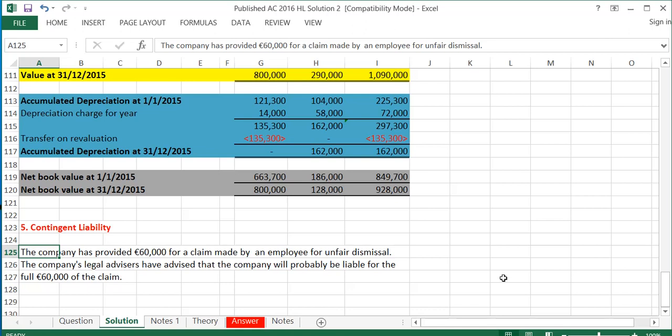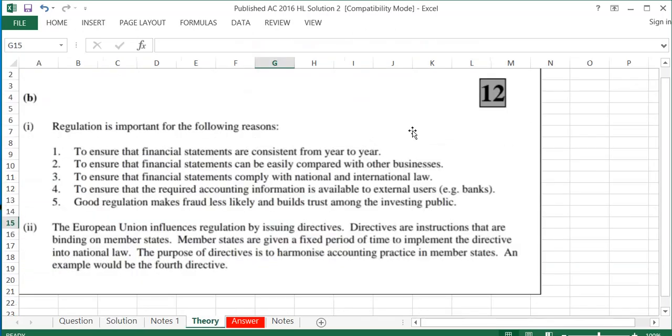And the last part of the question is 2 pieces of theory, which we will look at. So the first part of the theory says, explain why it is important that financial statements are properly regulated. Well, the reasons are to ensure financial statements are consistent from year to year, that there's no changes in policies and so on, to ensure that the statements can be easily compared with other businesses, to ensure financial statements comply with national and international law, to ensure that the required accounting information is available to external users such as banks and investors. Good regulation makes fraud less likely and builds trust among the investing public. So the shareholders are more likely to purchase shares.